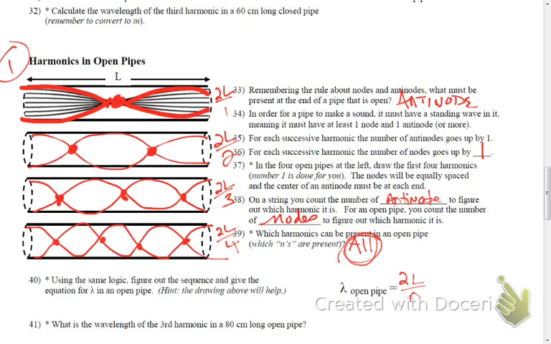For this last open pipe problem, it was to find the wavelength of the 3rd harmonic in an 80 centimeter long open pipe. So that means that wavelength will end up being 2 times 0.8 divided by 3. So it's 1.6 divided by 3, which is 0.533 meters. And that covers our information about waves, standing waves in closed pipes and standing waves in open pipes.